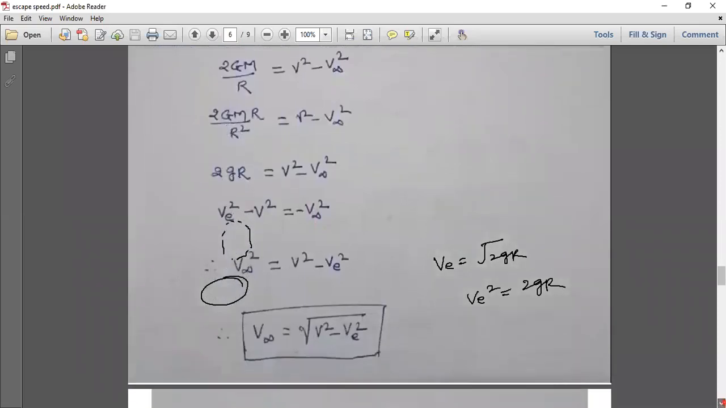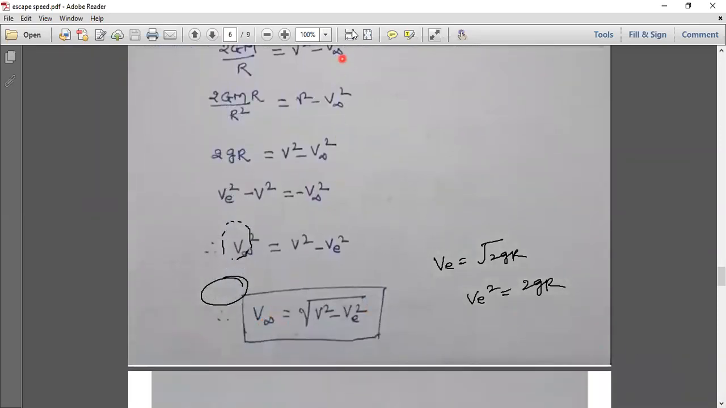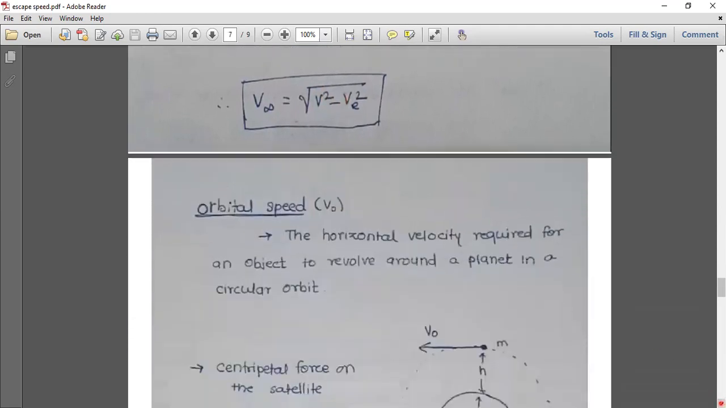And therefore, v infinity we are getting as root of v square minus v_e square. V is what? The velocity of projection, and v_e is what? Escape velocity. So v at infinity is the difference of these under square root. Okay. Next one, orbital speed.